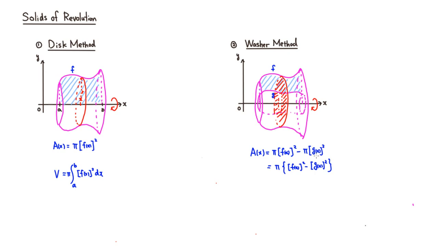If you want to find the volume, V is going to be equal to the integral from a to b. We can leave pi outside. Then you have f of x squared minus g of x squared dx. This is called the washer method because we're using the approximating washer. That's it. I hope that this was clear.